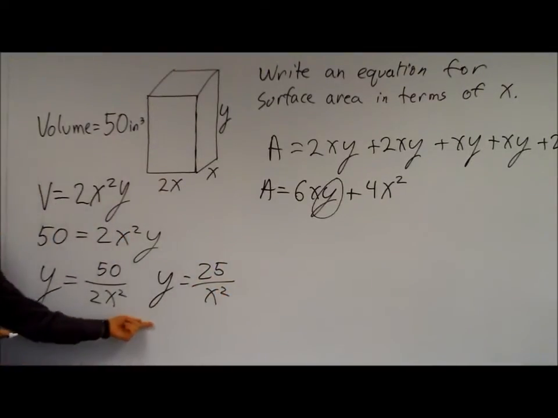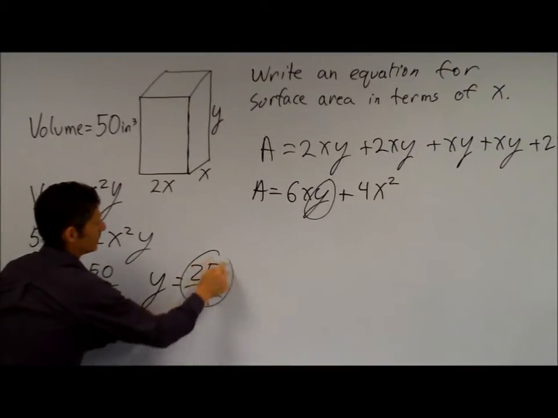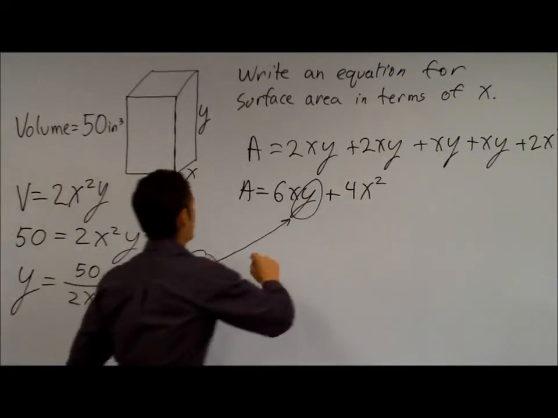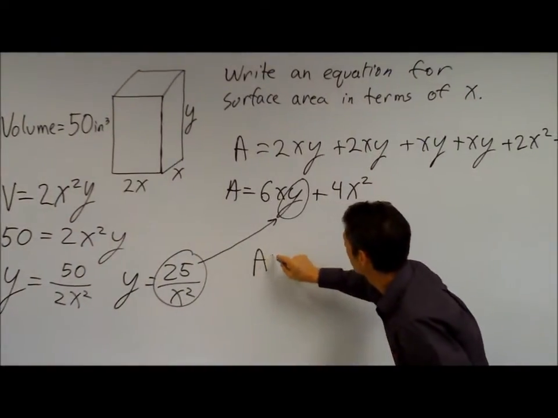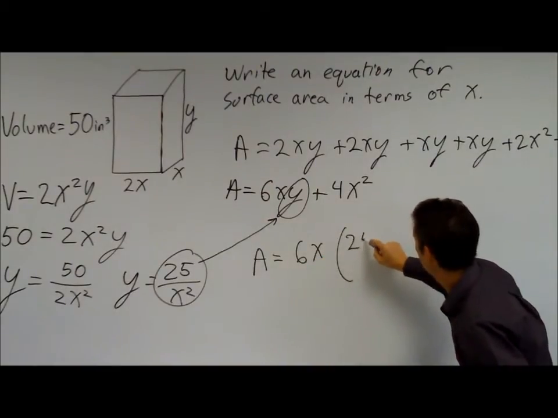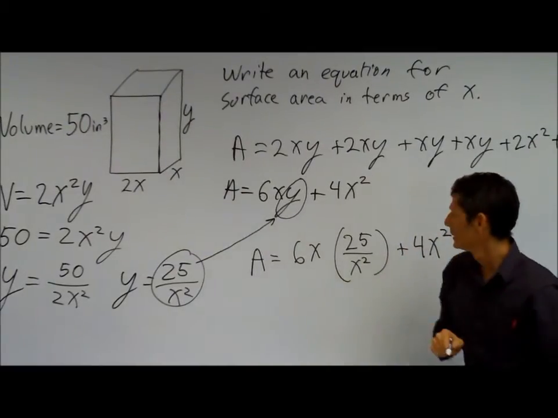Okay. So I've solved for y. I can just put that in for y, and I have my area equals, I think I'm getting pretty close to being done here. I think so too. 6x times 25 over x squared plus 4x squared.